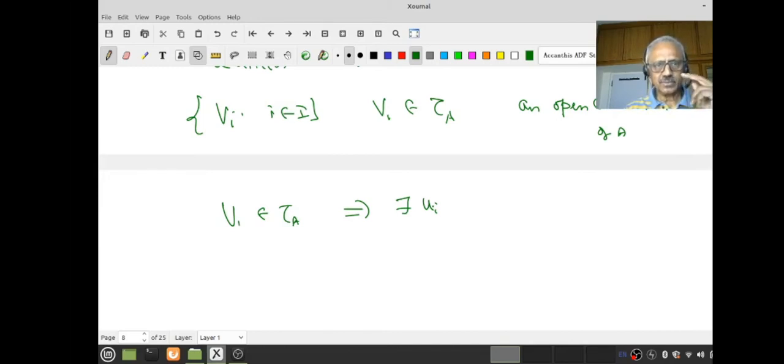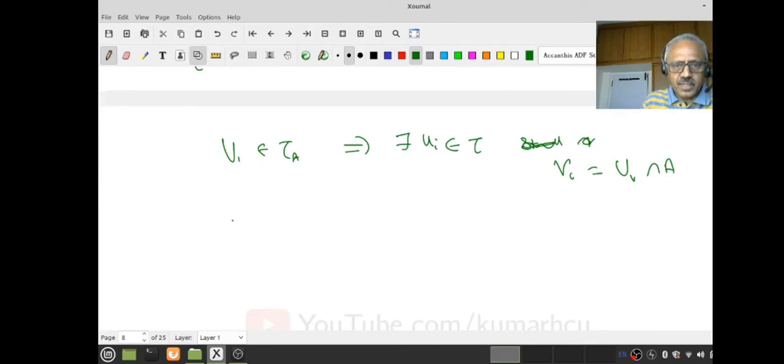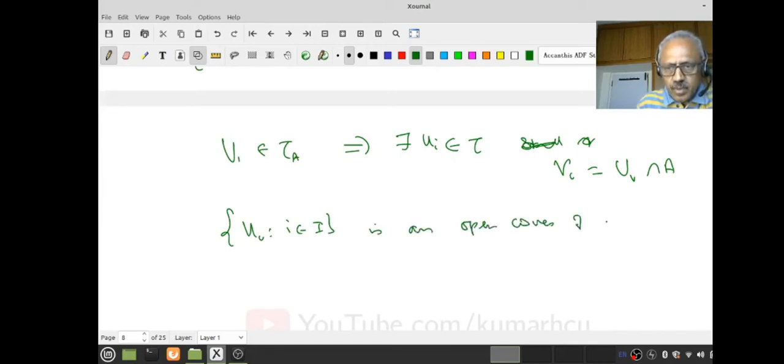Since the V_i are open in A, in the subspace topology, there is a U_i belonging to tau, so that my V_i is U_i intersection A, yeah? Now what do you think I will do? What can you say about U_i, i in I? This is an open cover of A of type 1.